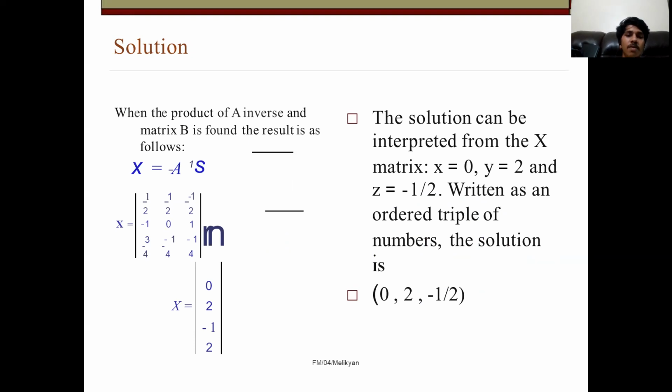When the product of A inverse and matrix B is found, the result is as follows. X = A inverse B. The solution can be interpreted from the X matrix: x = 0, y = 2, and z = -1/2. Written as an ordered triple of numbers, the solution is (0, 2, -1/2).